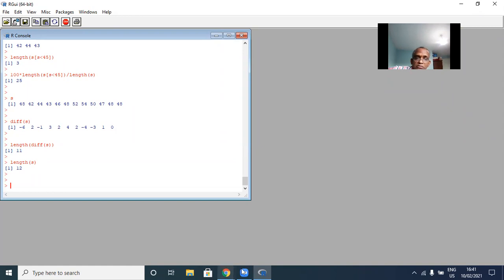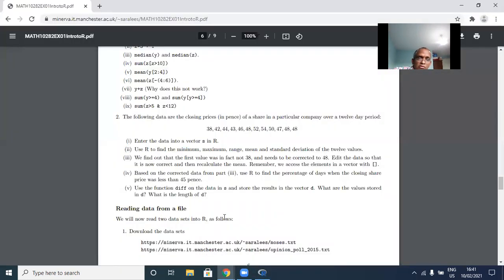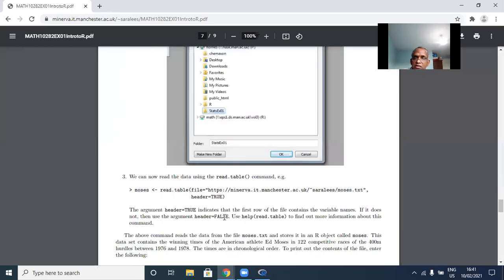Okay, now let's go to the next page, which is this one. Now, in the next page, I'm going to show you how to read a data file.